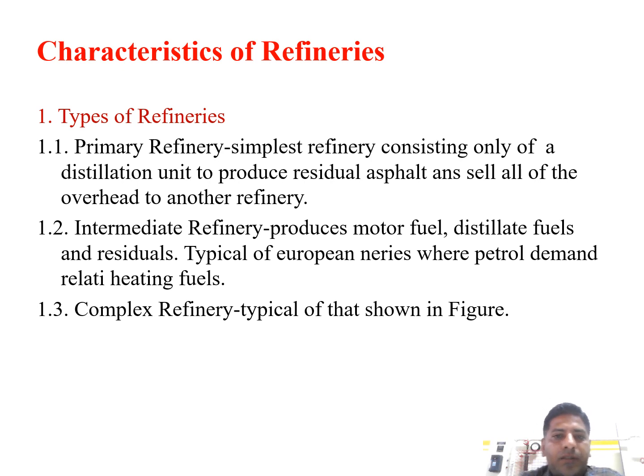Next we see the characteristics of refinery. From the characteristics of refinery, there are three types. First one is the primary refinery, then the intermediate refinery and the complex refinery. The primary refinery is the simplest refinery, consisting only of a distillation unit to produce residual asphalt and the shell for all overhead to another refinery. The intermediate refinery produces motor fuel, distillate fuels and residual, typical of European refineries, with the petrol demand related to the heating fuels.